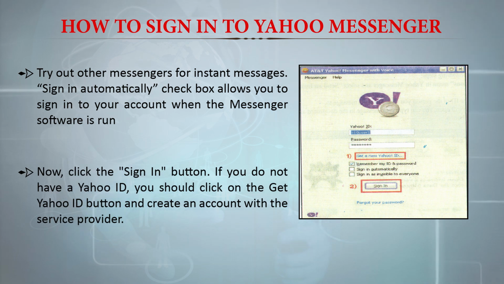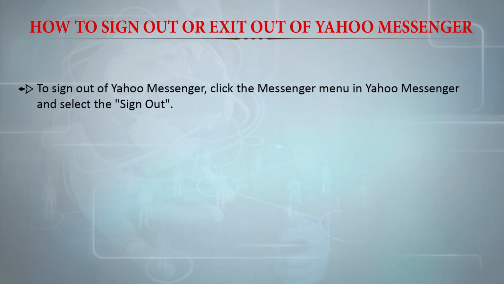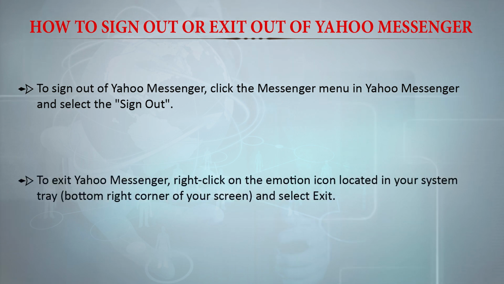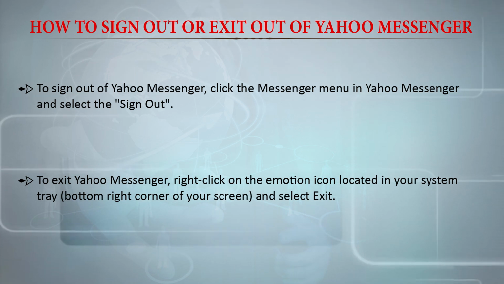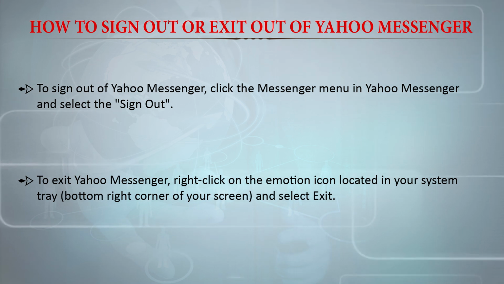If we do not have a Yahoo ID, we should click on the get Yahoo ID button and then create an account with the service provider. And let us see now how to sign out or exit out of Yahoo Messenger. To sign out of Yahoo Messenger, we have to click the Messenger menu in Yahoo Messenger and select sign out. To exit Yahoo Messenger, right click on the emotion icon located in your system tray, which is at the bottom right corner of the screen, and then select exit. Then we will be exiting.